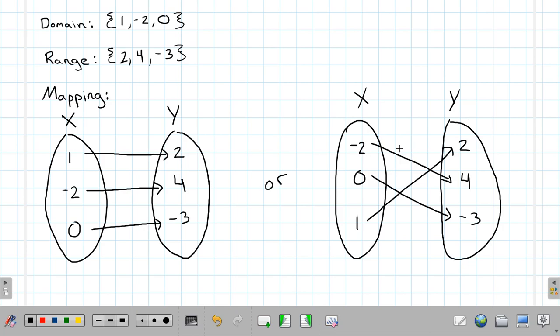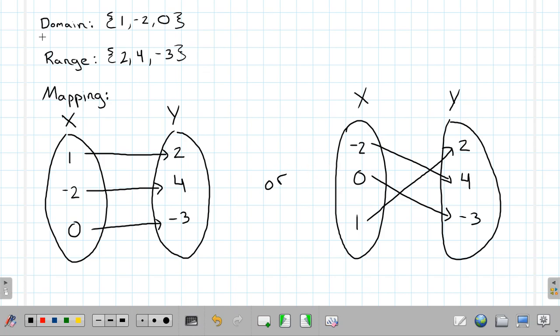Both of these things say the same thing. Once again, the order does not matter. What matters is where these lines are going. If it goes from -2 to 4 over here, it has to go from -2 to 4 over here. So just be careful when you're dealing with mappings.